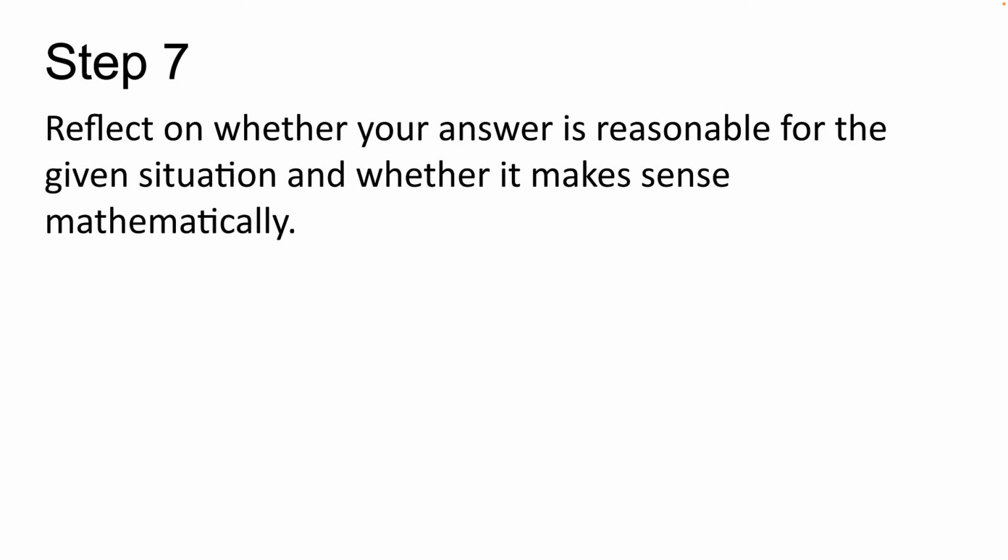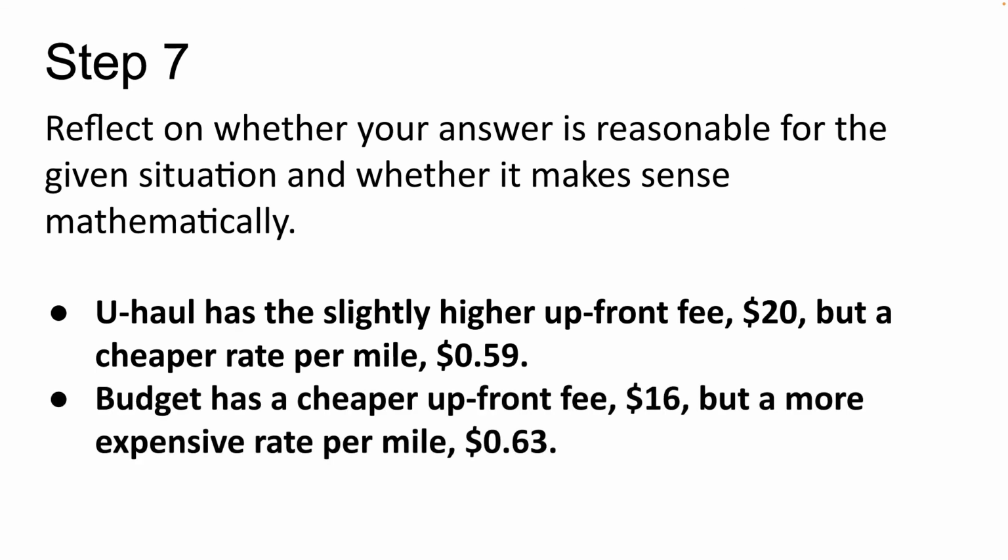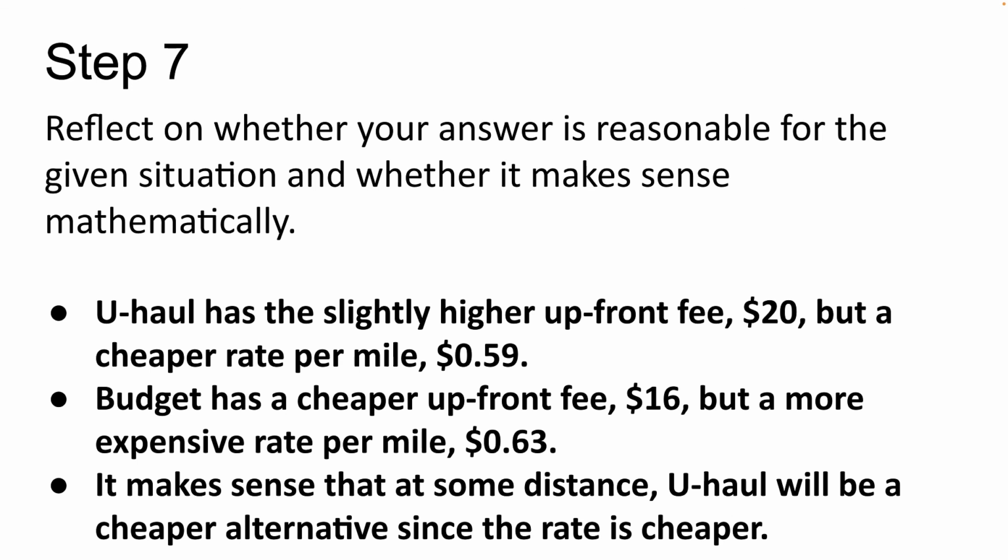Step 7, where we reflect on whether your answer is reasonable for the given situation and whether it makes sense mathematically. So we found that U-Haul has a slightly higher upfront fee of $20, but a cheaper rate per mile at 59 cents per mile. Budget has a cheaper upfront fee of $16, but a more expensive rate per mile at 63 cents per mile. So it makes sense that at some distance, U-Haul will be a cheaper alternative since the rate is cheaper.